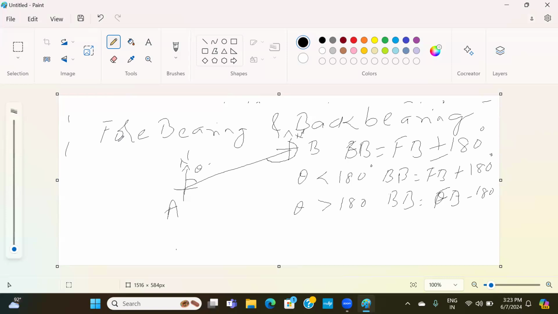Just we will see here in this diagram also we can observe. If you extend the line AB, then the angle from north will be theta. The remaining angle, since it is a straight line, will be 180. So the total angle at B, if you consider it as phi, will be equal to 180 plus theta, where theta is the fore bearing. So it can be written as theta plus 180. And if the theta is greater than 180, then back bearing will be equal to fore bearing minus 180. So this is the relation between fore bearing and back bearing.